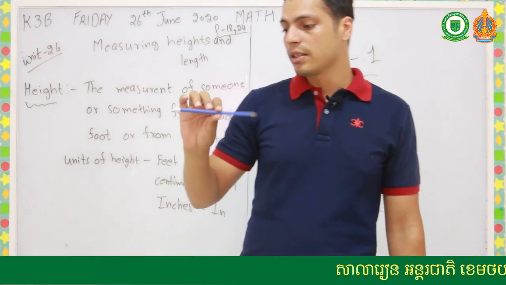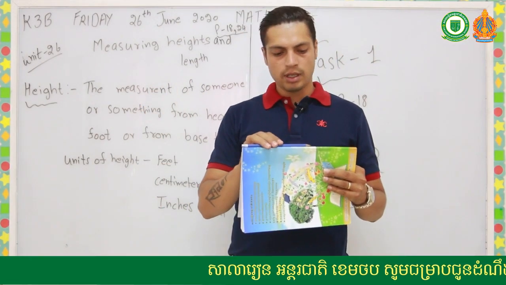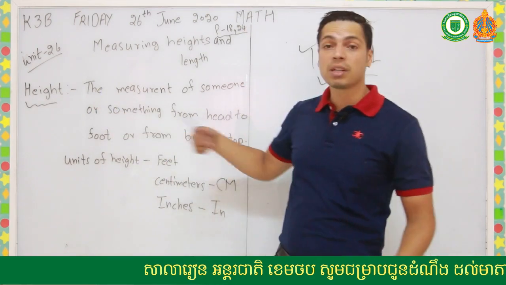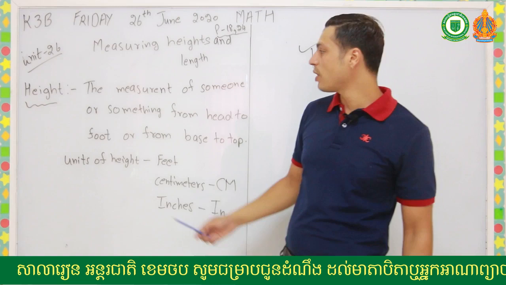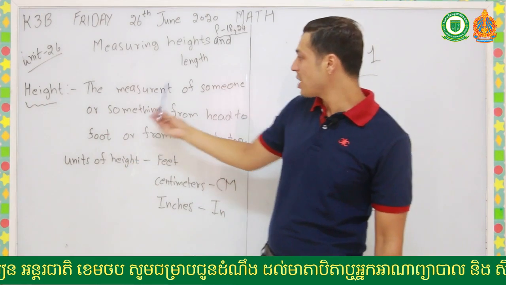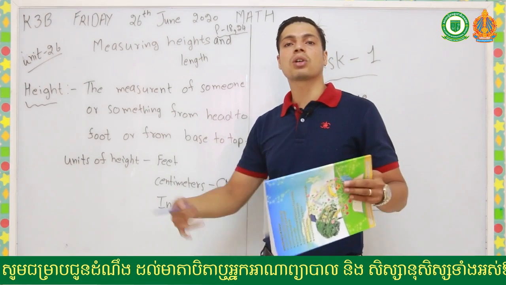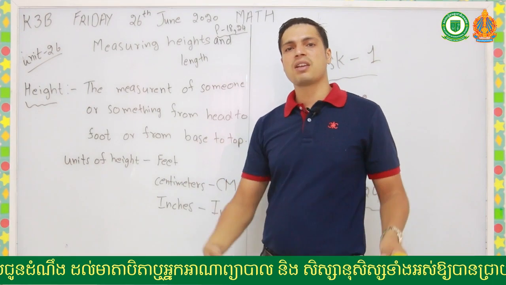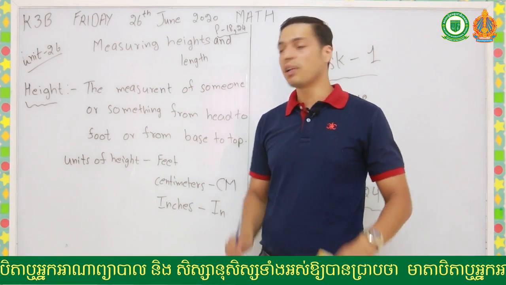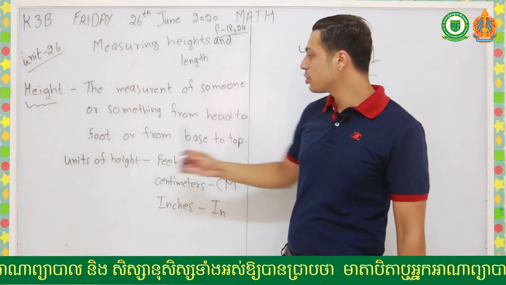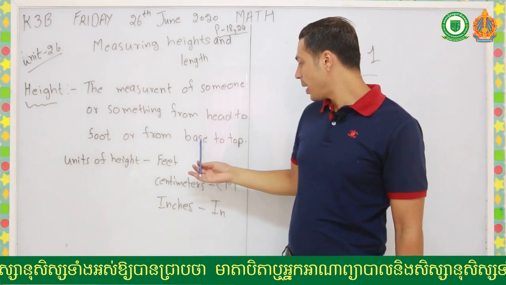But before we do that, I will explain the definition of height. What is the definition of height? It is the measurement of someone. When we say someone, we talk about people, so you can measure your height too. Someone or something; something means non-living things. From head to foot, or from base to top.